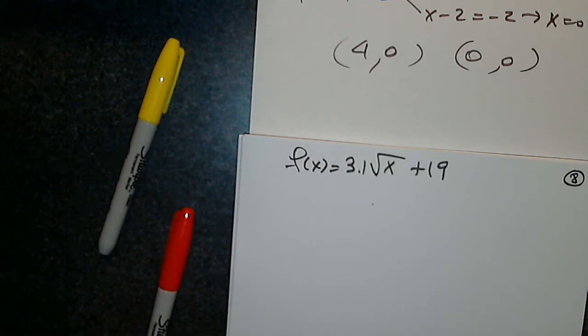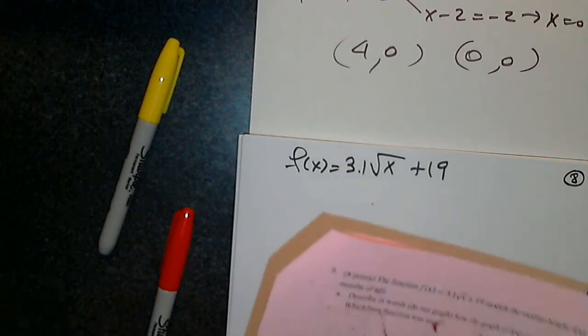So one more time, base square root of x. No transformation in x. It's 3.1 outside times the square root of x, so it must be a vertical stretching. And after I vertically stretch the graph, then up 19. So what's the y-intercept? How do I find the y-intercept of any function? What do I have to find? How do I start? Set x equal to 0. Exactly. When you set x equal to 0, you get 19. Is that okay? Good.